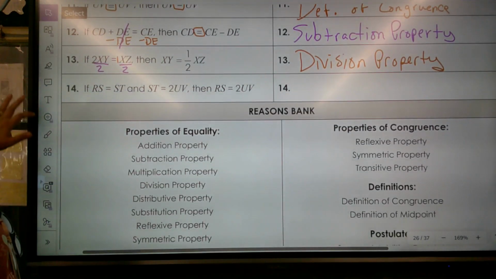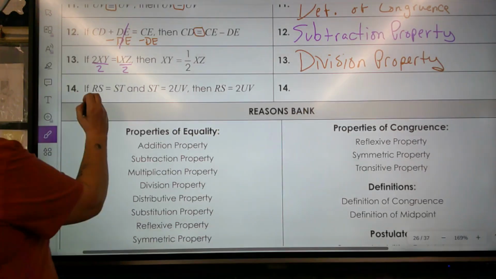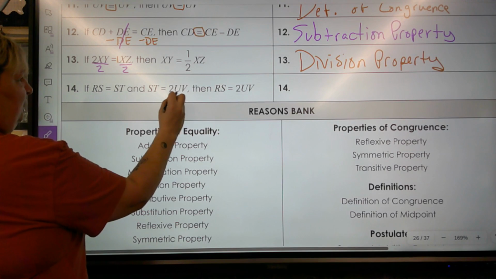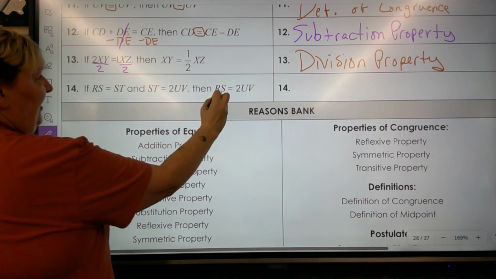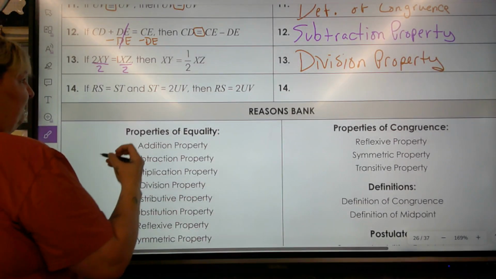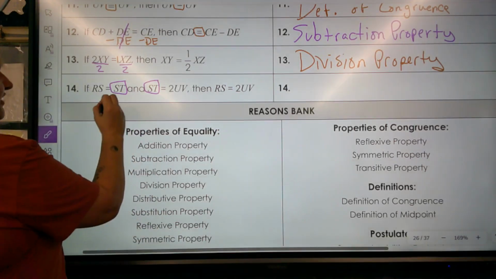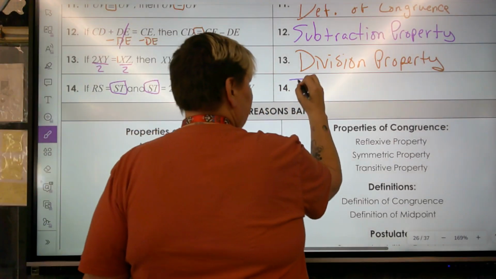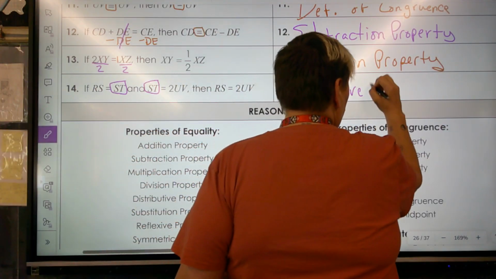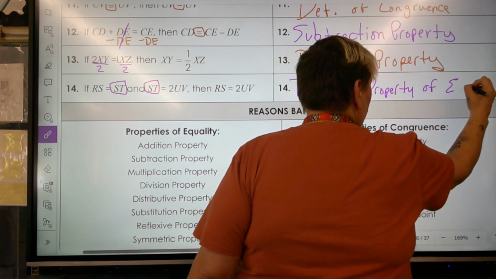And 14. If RS equals ST and ST equals TUV, then RS equals TUV. Hopefully you caught it just as I did. These repeated. That's transitive property. And it has an equal sign, so it's transitive property of equality.